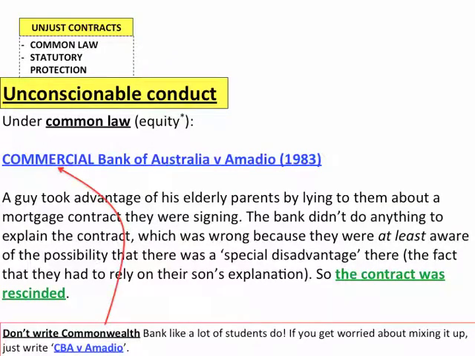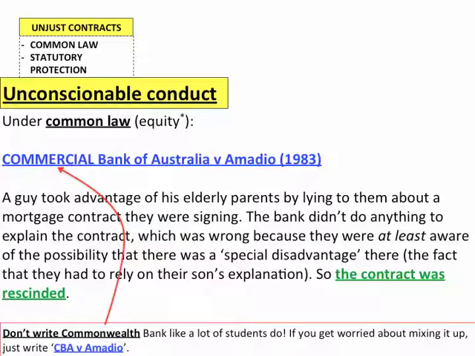Anyway, so this guy took advantage of his elderly parents. He told them, okay, I want you to sign this mortgage contract, and the bank knew that there was something wrong here, right? They were at least aware that there was some sort of special disadvantage. Now the parents didn't speak much English, and the son was the one who had to explain it, and the son was the one who wanted the contract signed the most, right? So you can't trust the person who gains the most from this to be the one explaining their obligations under the contract, because obviously he's going to do what he did, which is lie.